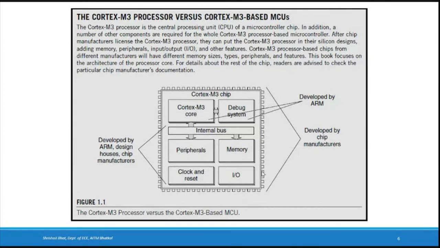The chip in turn is developed by chip manufacturers based on whatever license they have obtained for the processor. So just a difference between the processor: the processor would be only the core, the Cortex M3 core, but along with that, if you have all other things to make it work as a computer, it will become a microcontroller unit, MCU, or you can call it a microcontroller chip.